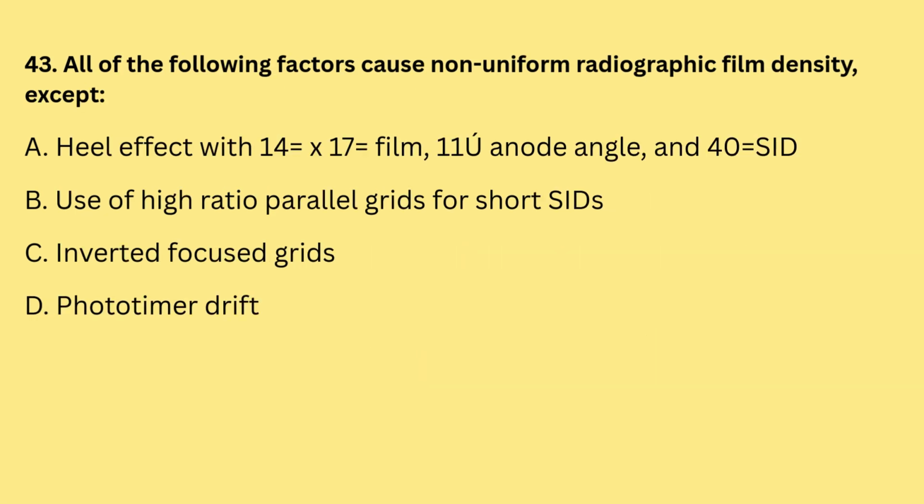Number 43. All of the following factors cause non-uniform radiographic film density except A. Heel effect with 14 by 17 film, B. Use of high ratio parallel grids for short SID, C. Inverted focused grid, D. Tube size.